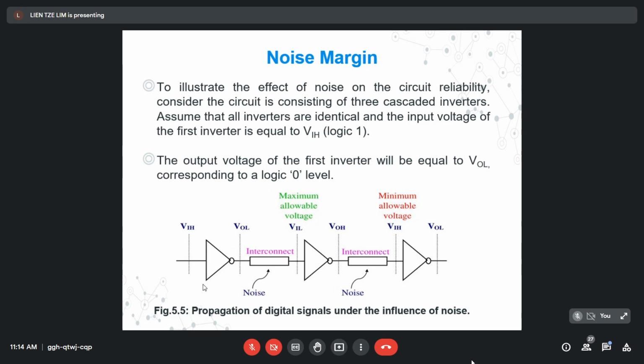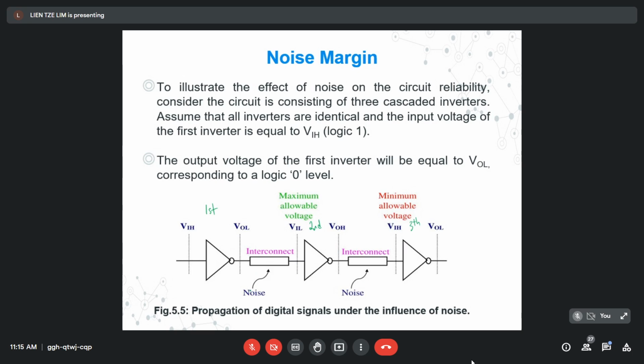If you see this figure 5.5, this is the first inverter, this is the second one, and this is the third one. In the first inverter here, the input is initially high and then the output is low. In between there is a wire, which is labeled as interconnects.